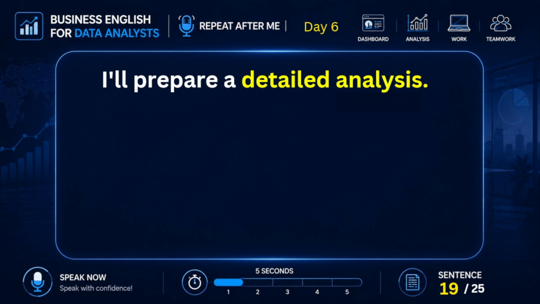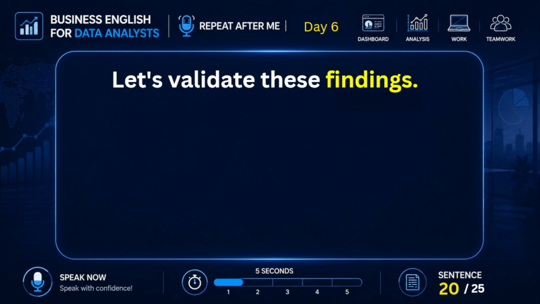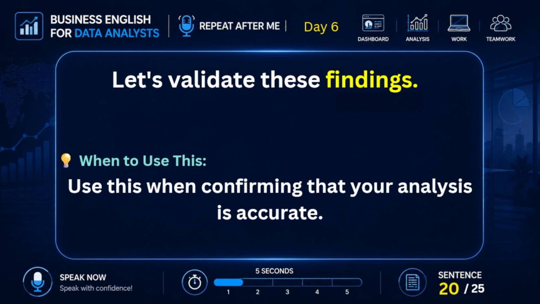I'll prepare a detailed analysis. Use this when promising a more in-depth review. Let's validate these findings. Use this when confirming that your analysis is accurate.